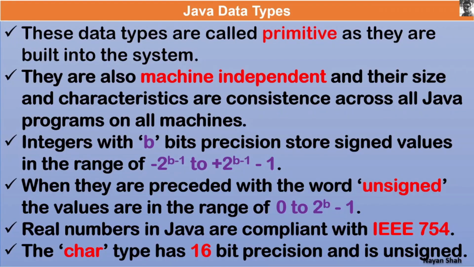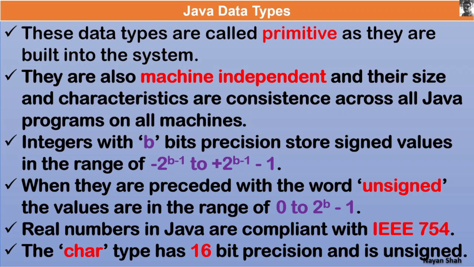These data types are called primitive as they are built into the system. They come with Java, so they are called primitive data types. They are also machine independent. Many languages have data types that are not machine independent; they differ slightly from machine to machine. But for Java, all these primitive data types are machine independent, and their size and characteristics are consistent across all Java programs on all different kinds of machines.